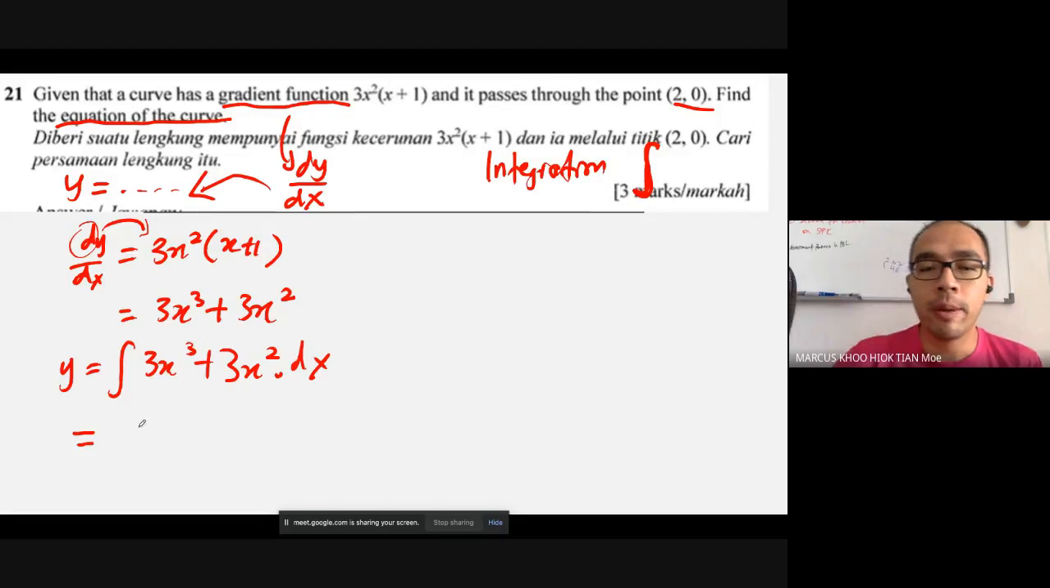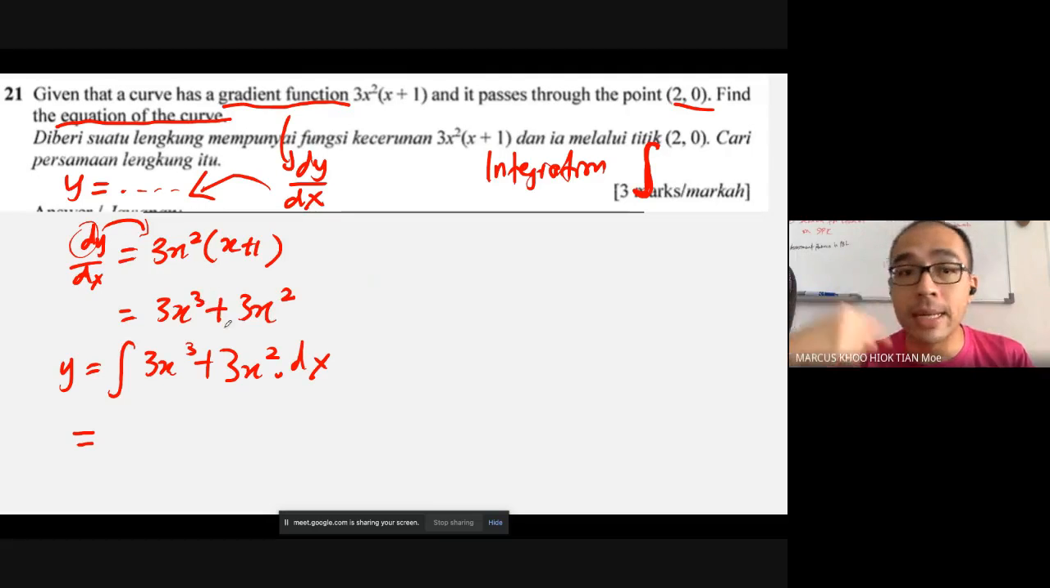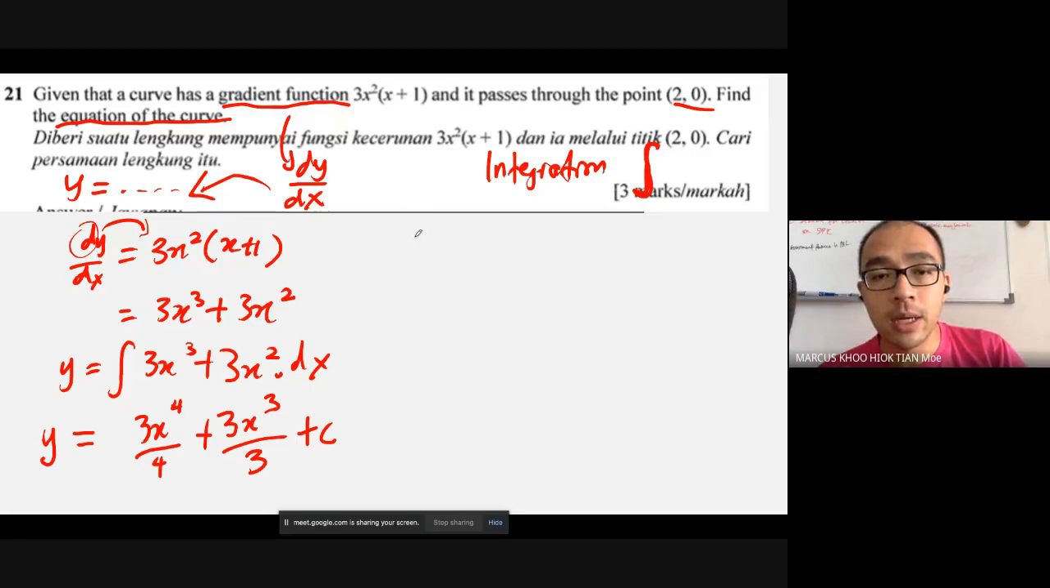3x cubed. Now, if you remember, in differentiation, the power is minus 1. But in integration, the power is plus 1. So, 3x to the power of 4 over 4 plus 3x to the power of 3 over 3. And because this is an open integration, an indefinite integral, we have to plus c. So let's simplify this. We get y equals to 3 over 4 x to the power of 4 plus x to the power of 3 plus c.